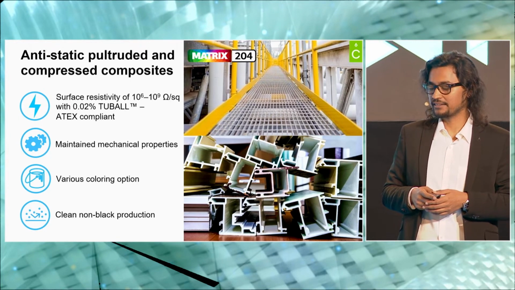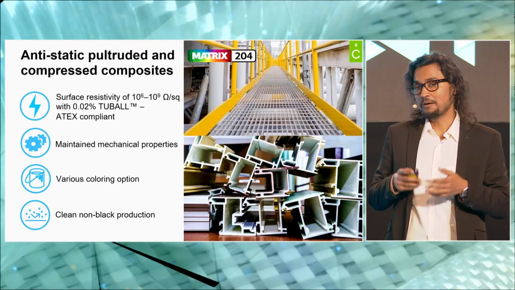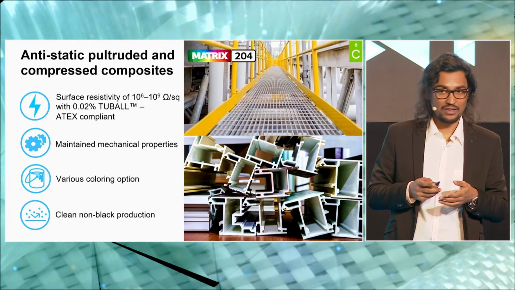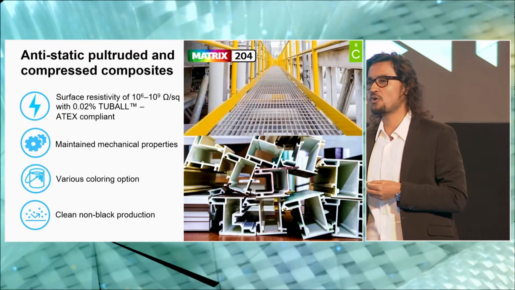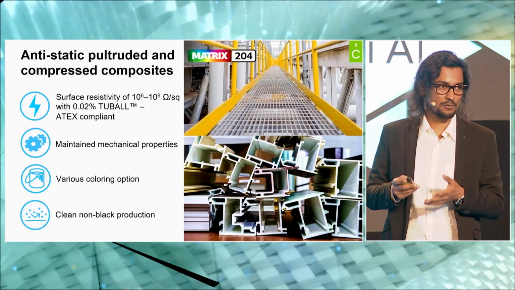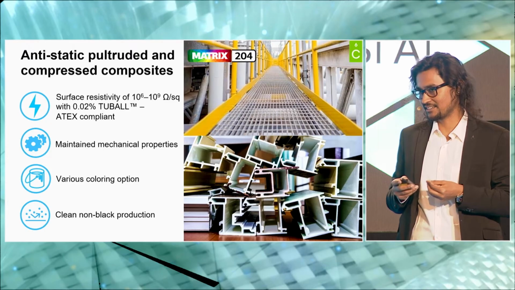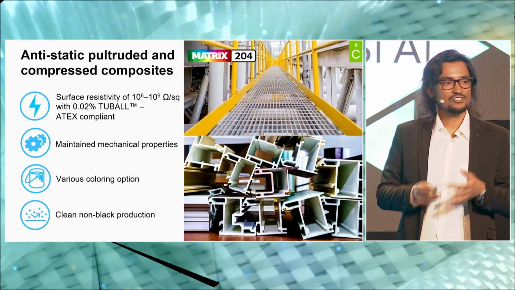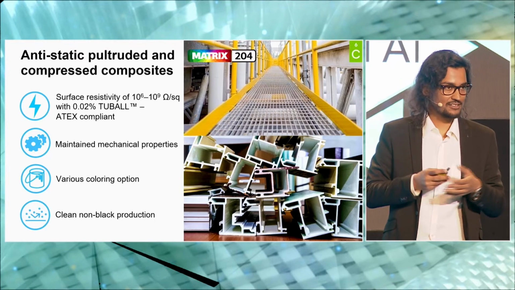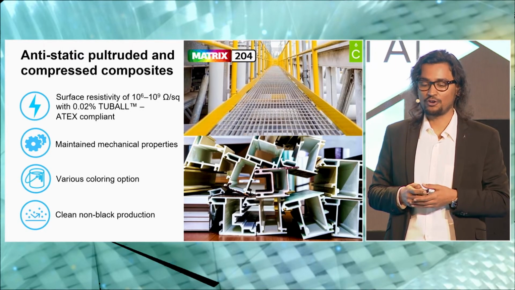Another example here is anti-static pultruded and compressed composite. Mind you, these are the lowest cost composite being produced right now. And by adding extremely small dosage of nanotube, I am talking about the tune of 50 parts per million, 100 parts per million, you can make these pultruded composites anti-static. Since you're adding such a low amount of nanotube, you can also add color to your parts. That means now you can have gray or yellow cable trays or gratings.